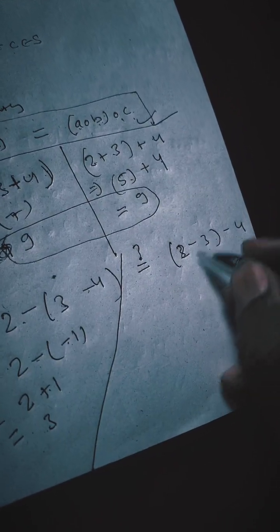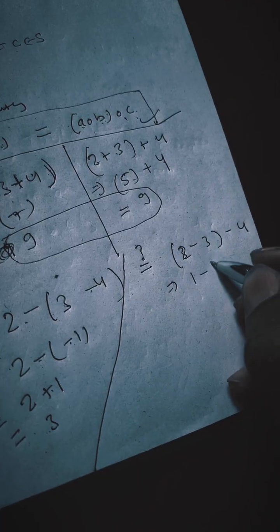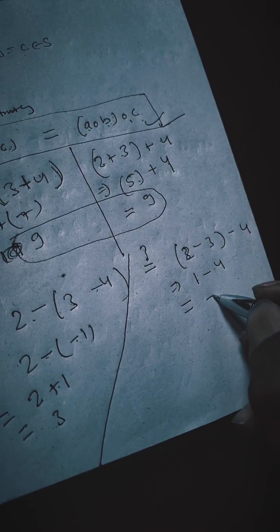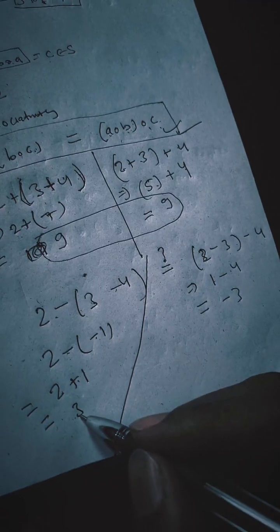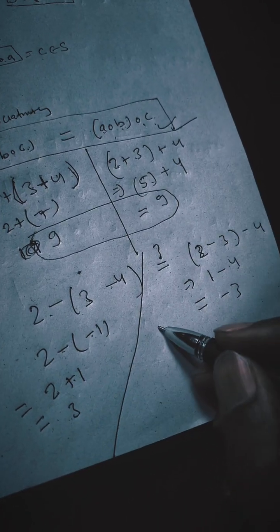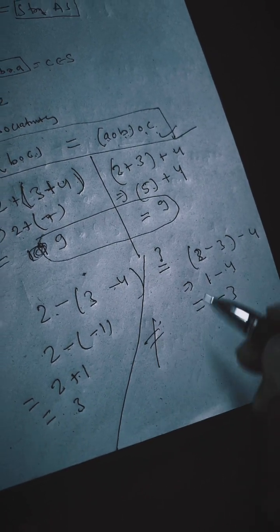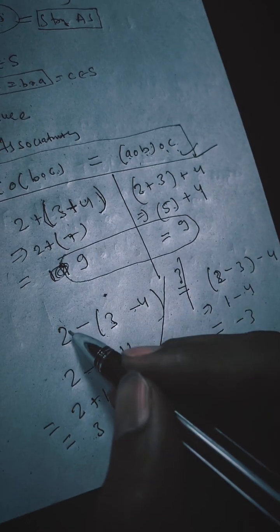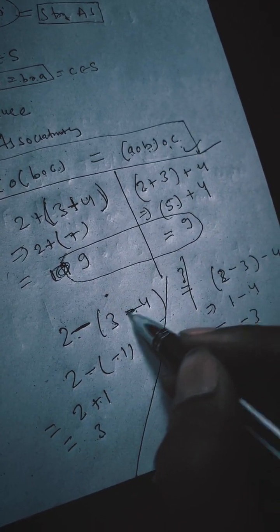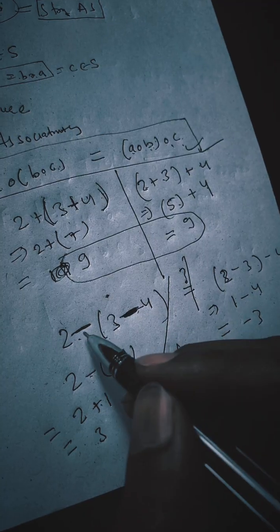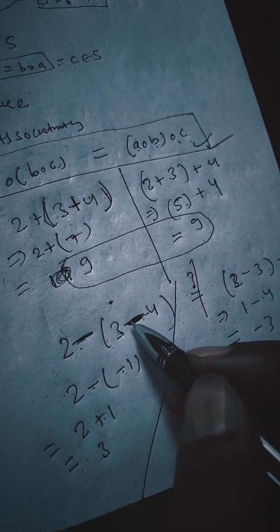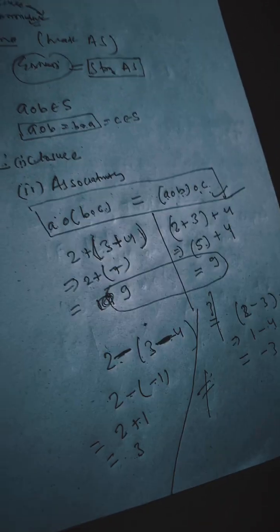Now for this part, 2 minus 3 is minus 1, and minus 1 minus 4 is minus 5. So here we got 3 and here we got a different answer, and they are not equal. So it means this subtraction symbol does not satisfy associativity.